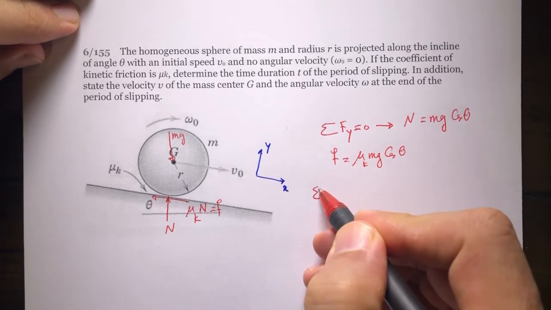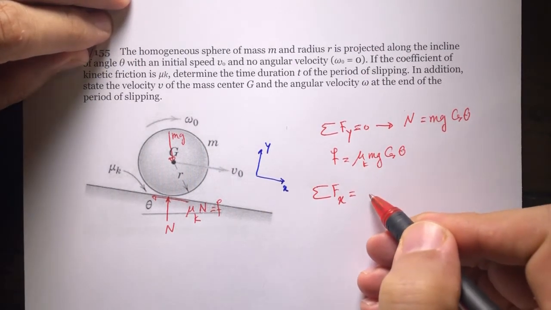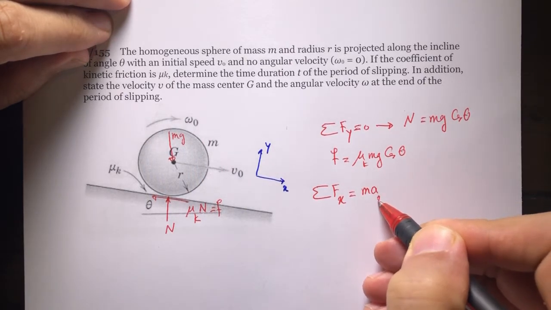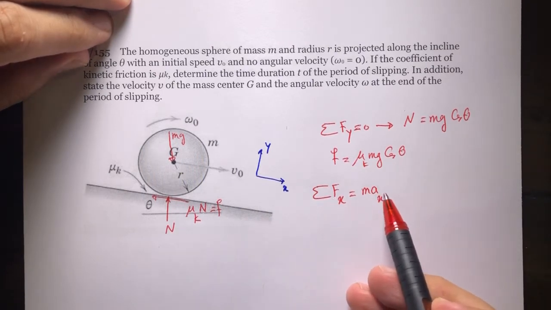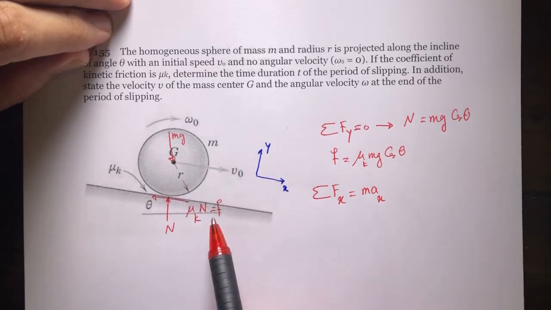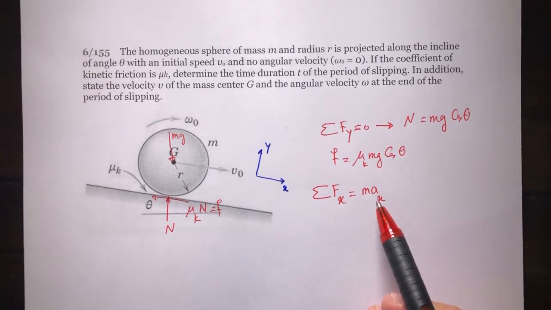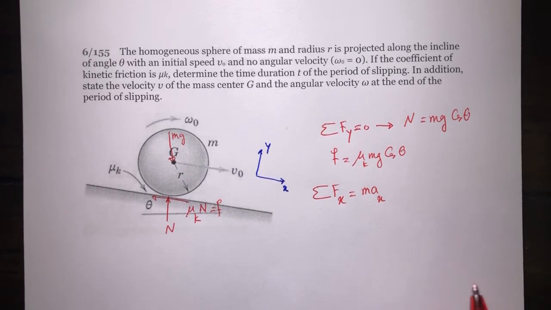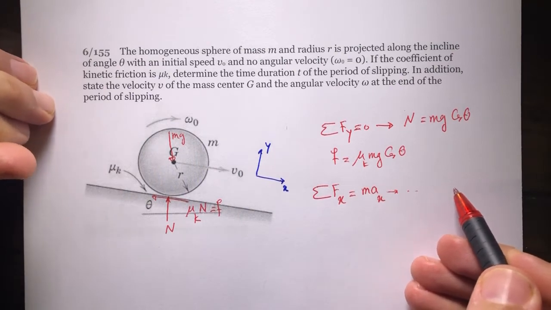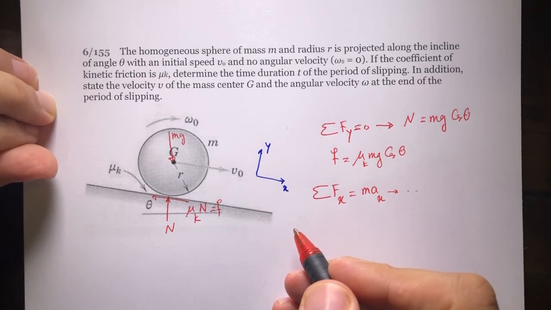And sum of the forces in the x direction is equal to mass times acceleration in the x direction. The sum of the forces in the x direction is going to be mg sine of theta minus this friction force, which is a constant force. So the acceleration is going to remain constant, and from that constant acceleration we can find the velocity, which is absolutely doable. But the other way is using the linear momentum equation.